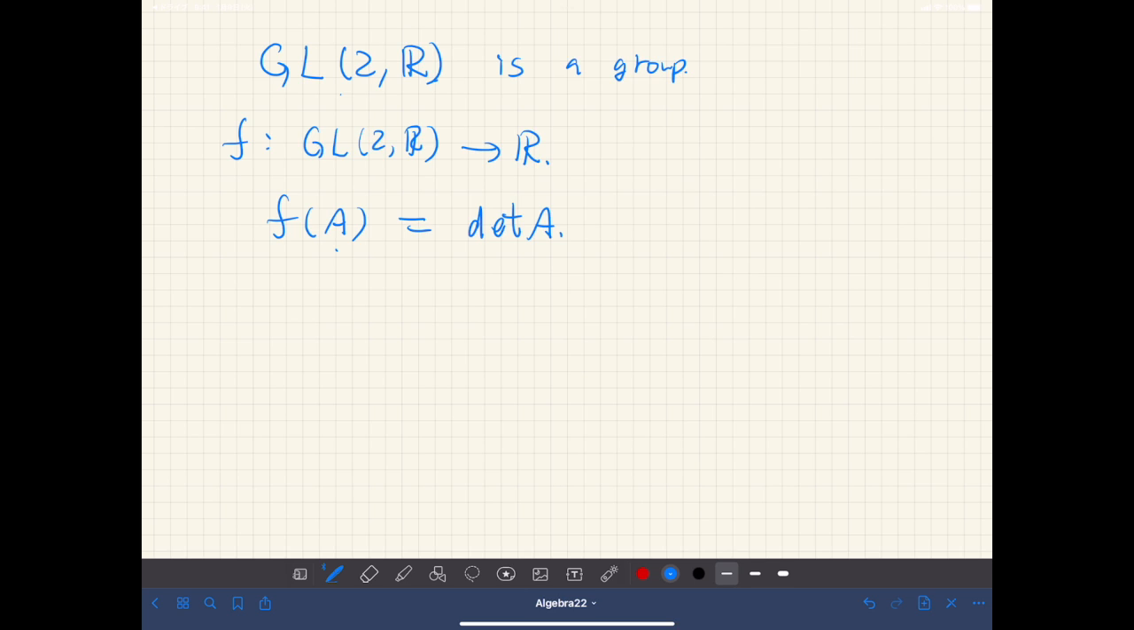And as you can see easily, if we consider the image of AB, that is the determinant of this matrix product. But as we have learned in linear algebra, the determinant of a product is the product of the determinants, right? So the determinant of AB is that of A times that of B. So in fact, this mapping is a homomorphism.